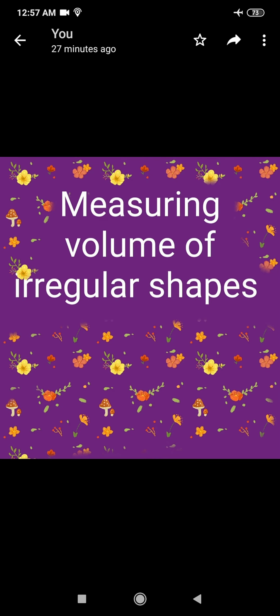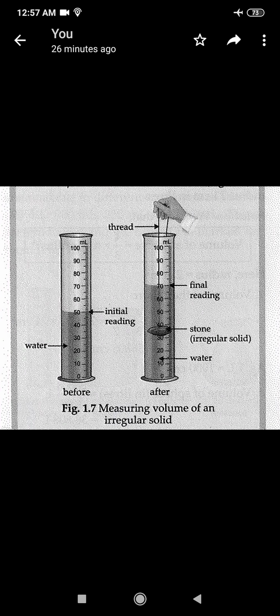Next is measuring volume of irregular shapes. The volume of irregular solid is measured by displacement method. Each solid takes up space equal to its own volume. When we immerse an irregular solid in a liquid, it displaces some liquid. The volume of the liquid displaced by the solid is equal to the volume of the solid.